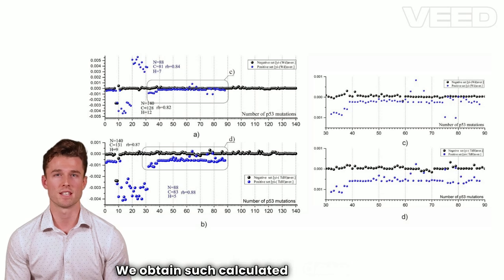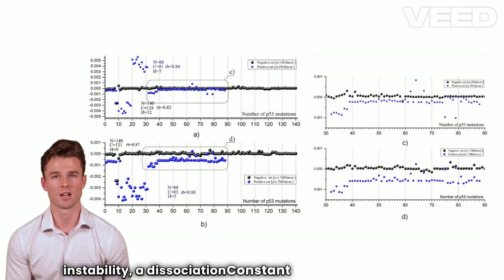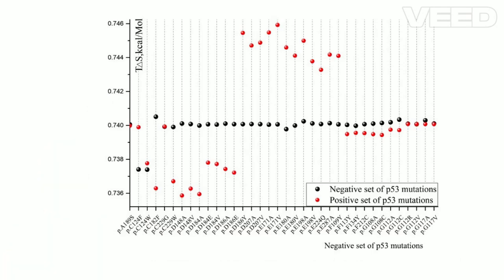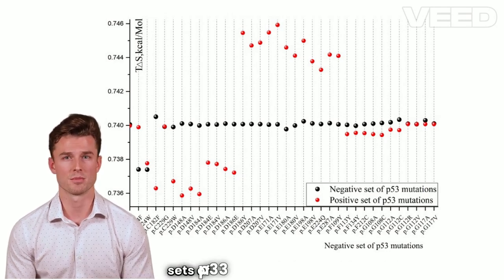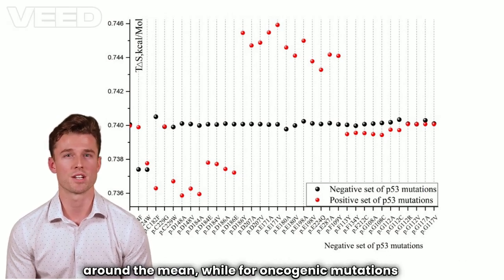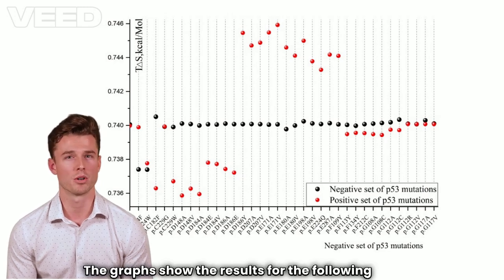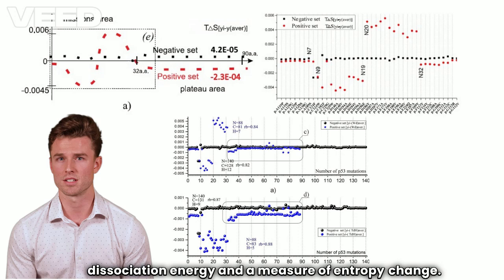We obtained such calculated data as a measure of change in entropy, a measure of change in stability, a dissociation constant for monomeric p53 protein containing different types of mutations, and plotted the resulting graphs for a clear visual representation. The graphs show the difference in calculated characteristics for positive and negative sets of p53 protein mutations. For neutral mutations, we see minimal fluctuations of values around the mean, while for oncogenic mutations, we see a large spread of values around the mean. The graphs show the results for the following calculated values: dissociation energy and a measure of entropy change.